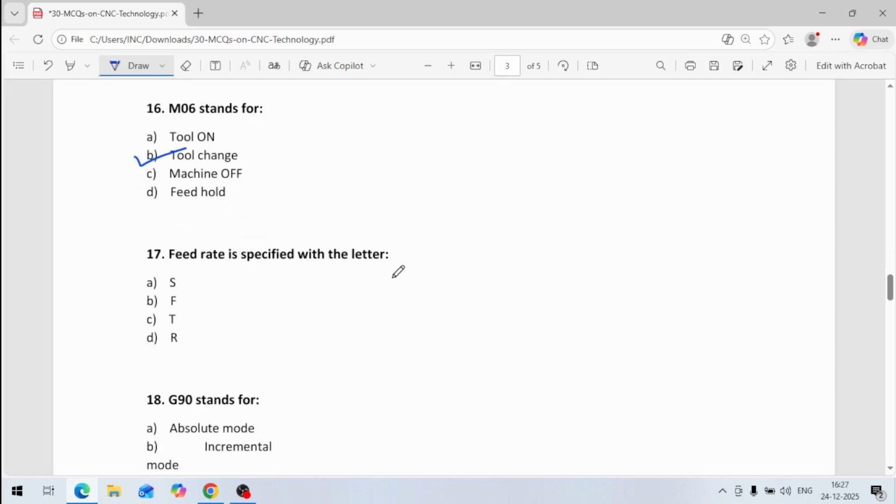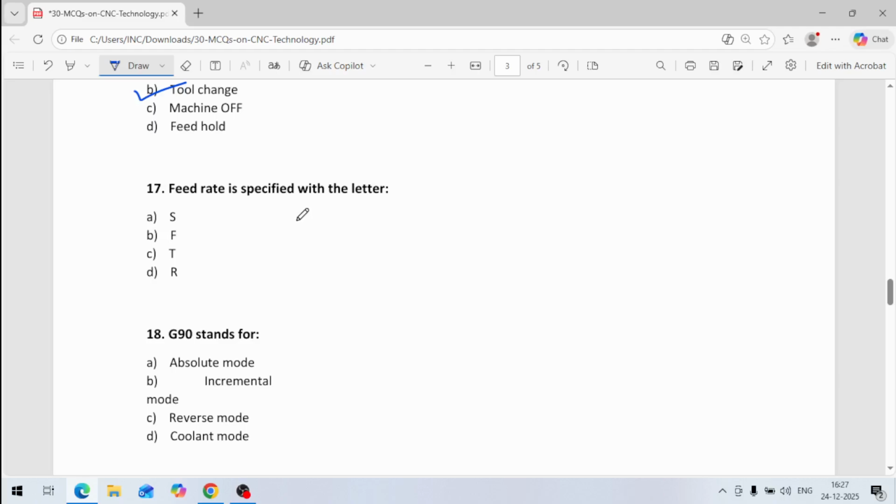Okay. Feed rate is specified with the letter F only. F is the answer. It is not S. S is for speed, T for tool, R for radius. So F is for feed rate only.